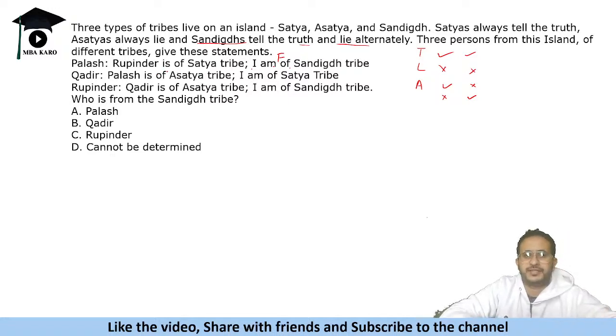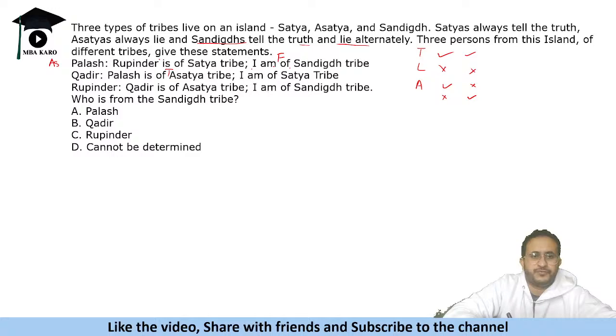He may be asatya, he may be like, if he says that I am of Sandik tribe, which is false, so not necessary that he is of Asatya tribe. He can be from Satya tribe also. Okay. Acha, Satya ho hi nahi sakta. It has to be Asatya only because this is false. So this is false. I am of Sandik tribe. So he is of Asatya tribe.